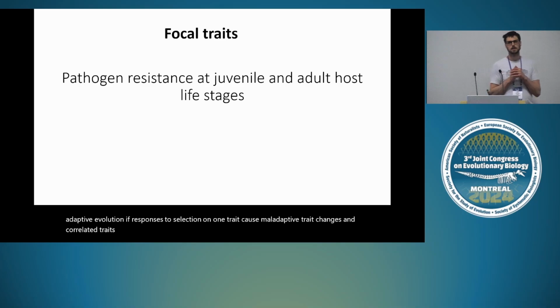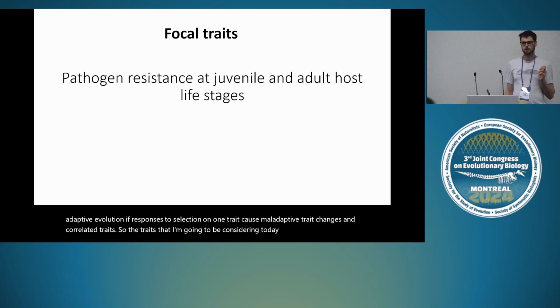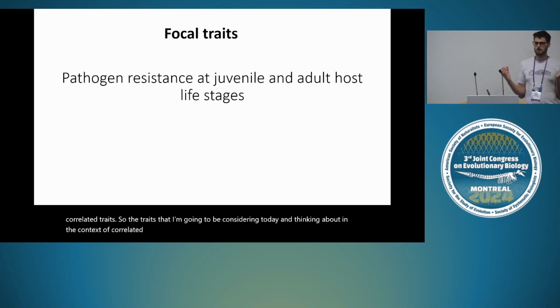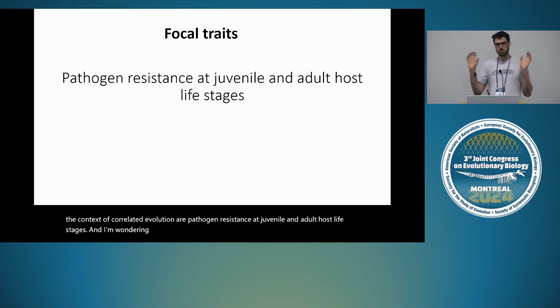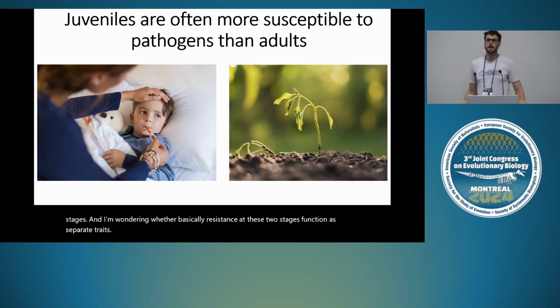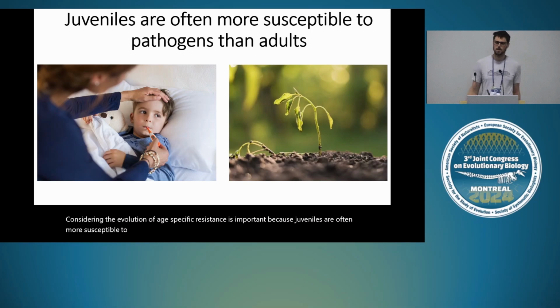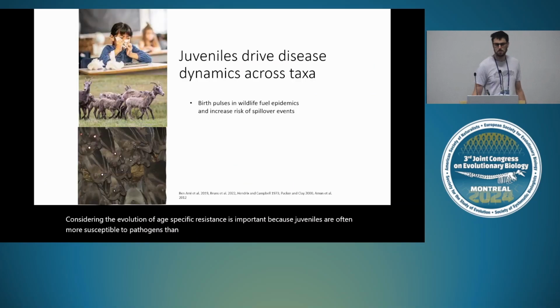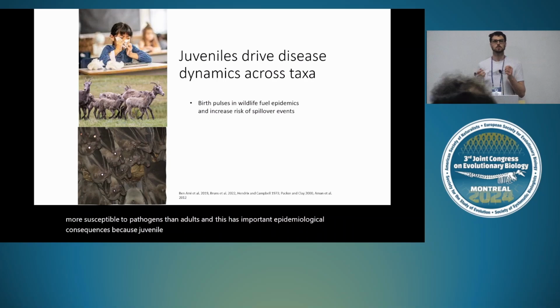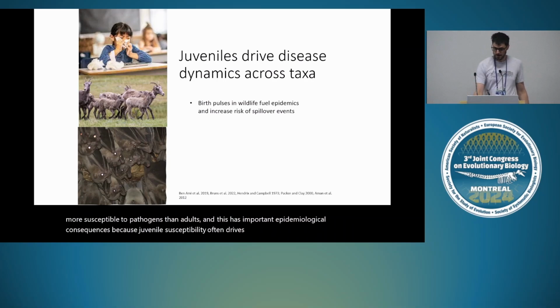So the traits that I'm going to be considering today in the context of correlated evolution are pathogen resistance at juvenile and adult host life stages. I'm wondering whether resistance at these two stages functions as separate traits. Considering the evolution of age-specific resistance is important because juveniles are often more susceptible to pathogens than adults. This has important epidemiological consequences because juvenile susceptibility often drives epidemics in natural populations across taxa.